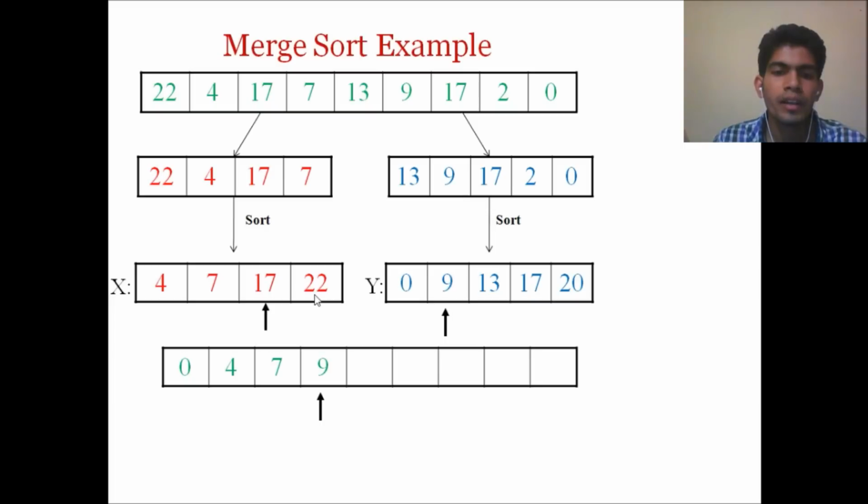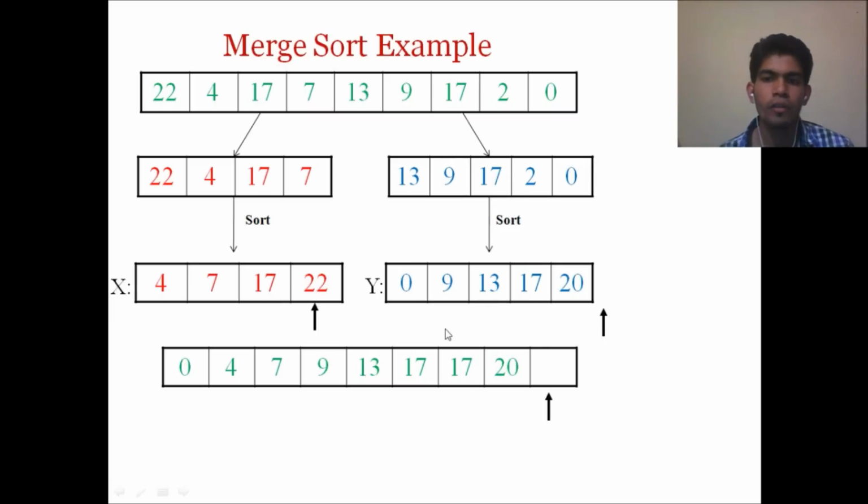Similarly, we will copy 9 and increment the pointers. The smaller was 13, so we copy it and increment the pointers. For 17 and 17, being the same, we can take either one. We have taken x here and incremented the pointer. Now we compare 22 and 17. We have copied 17 and incremented the pointer. We found 20 to be smaller, so we copied it and incremented the pointer. We have reached the end of y, so we do nothing there. We will copy the remaining elements of x into the resultant array, that is, we will copy the element 22 and increment the pointers of x and the resultant array.